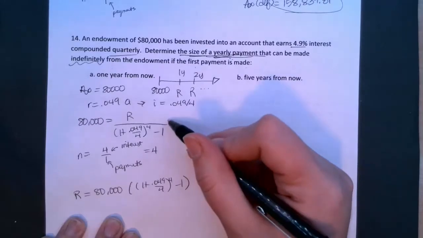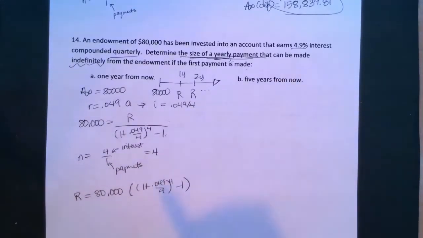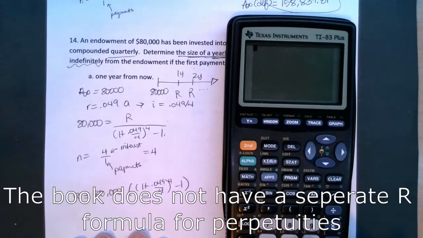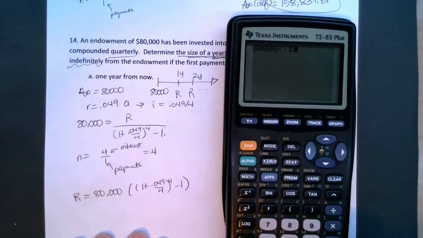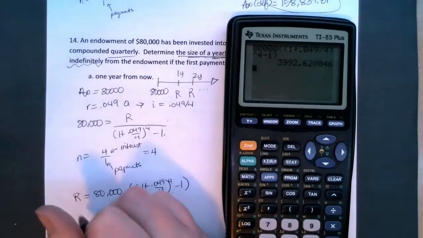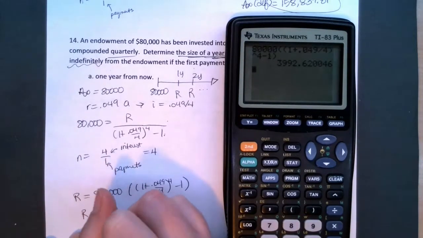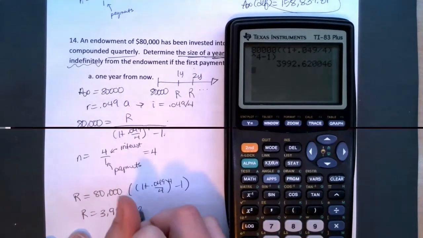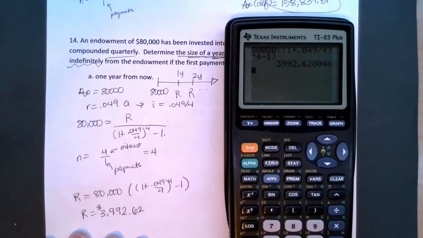So you could find this coefficient, 1 over this, and then divide by it. Or you could find what this number is and then multiply 80,000 by it. It's not really a separate formula because we're just manipulating the one formula, so I don't think your book has this one as a separate formula. Or you can always add it to your formula sheet. So that means our regular payment is going to be $3,992.62, rounding to the nearest penny.